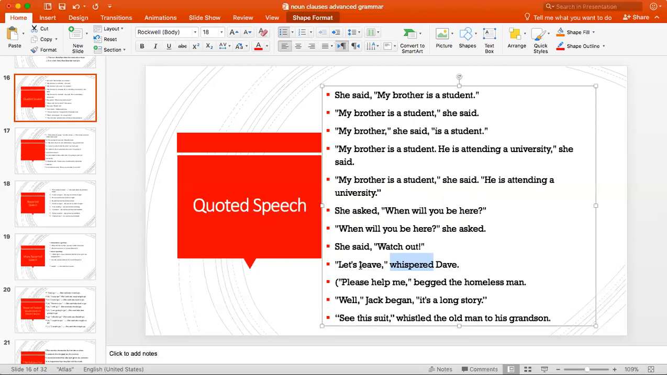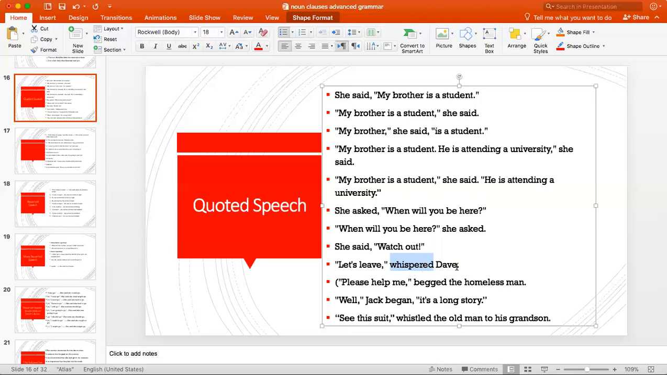So let's leave, whispered Dave. So you understand how he spoke. Let's leave, whispered Dave. If you say said, it's neutral. You could change whisper to shout. So let's leave, shouted Dave. You have to change the way you read this when you change the verb in the speech tag here.